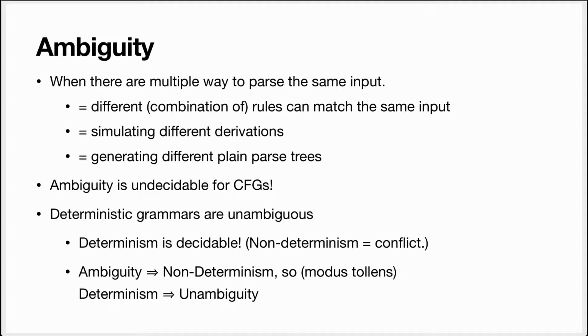Now, here's something shocking. Ambiguity is undecidable for CFG, so you cannot make an algorithm that accepts any CFG and says whether it is unambiguous or not. But there's good news. Deterministic grammars are unambiguous. And determinism is decidable, because if you feed a non-deterministic grammar to an LR parsing tool, it will give you a conflict. What we know is that ambiguity implies non-determinism. Right? We've seen what happens when we have ambiguity in a grammar. So this is A implies B, and we can use the modus tollens law from logic, which says that if A implies B, non-B implies non-A, to reverse the implication and say that determinism implies non-ambiguity.